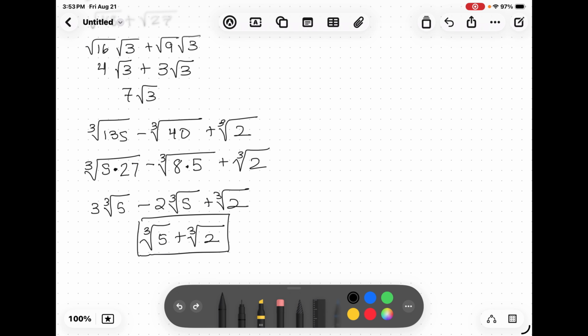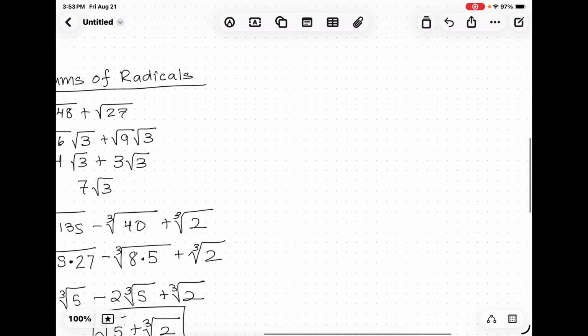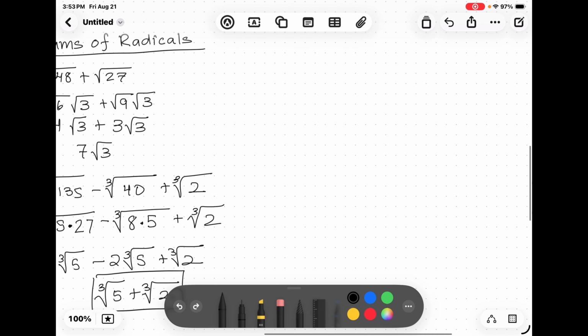Let's look at some fractions. Square root of 7 over 2 plus the square root of 8 over 7. What do we want to do here? I think the first thing we're going to want to do is rationalize the denominators. Okay?